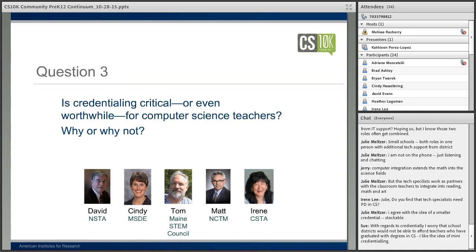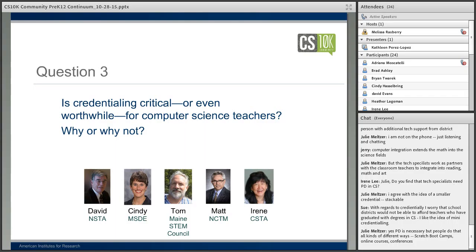Did anybody else want to add anything to this idea? I actually like the idea of stackable too, because computer science teacher certification by itself might be a hard sell when computer science majors can make a lot more money in industry. So it does make sense to make it stackable so that you get maybe a bigger number of teachers interested in teaching it.